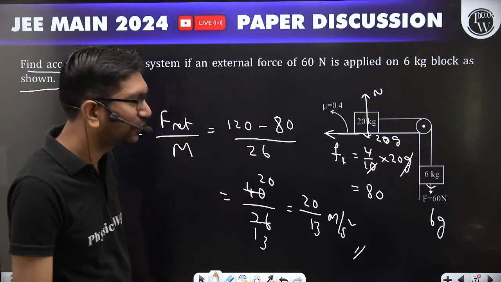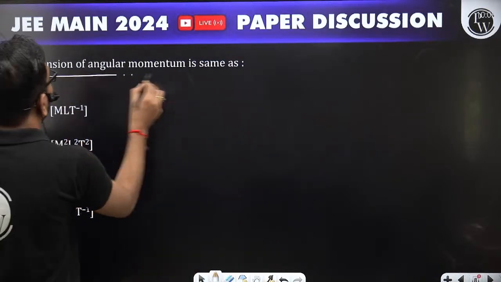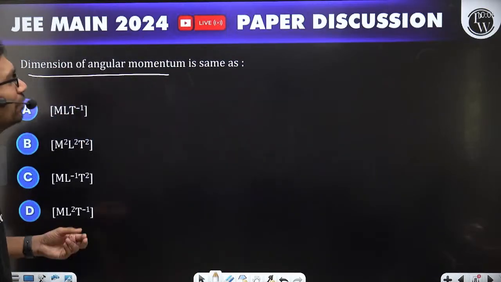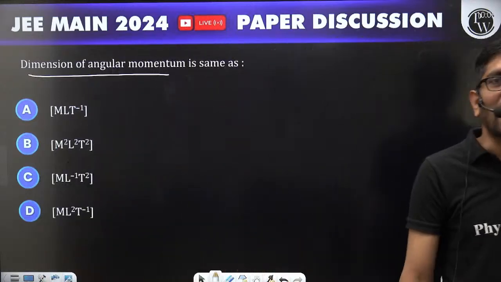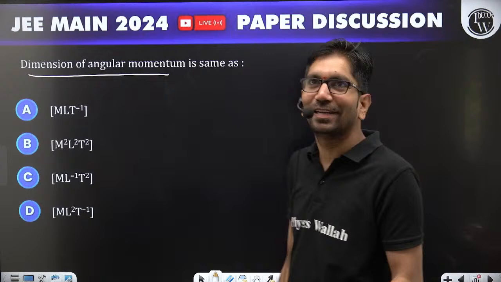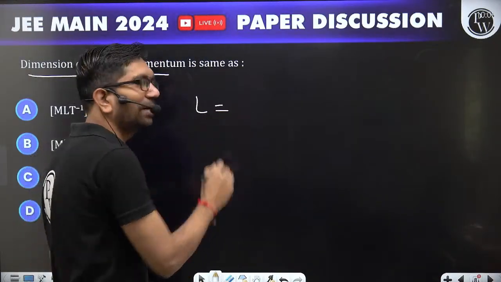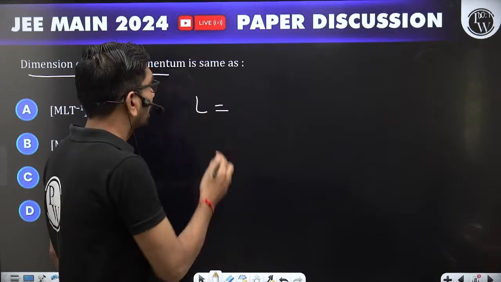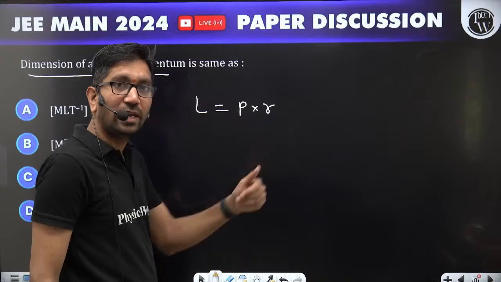Yes, beta. Chalo. So let us move toward the next question now. Dimensions of angular momentum. Dimension formula for the angular momentum. Very simple. If you know the formula, you'll get this one, right? The angular momentum is denoted by the symbol capital L. So the formula is: momentum into arm, it means length.